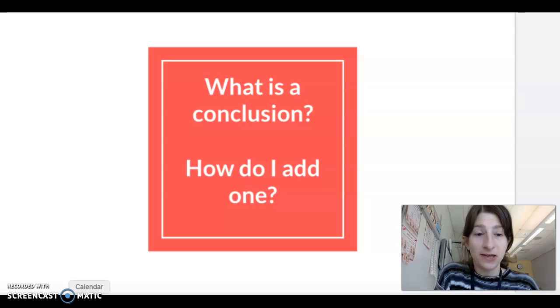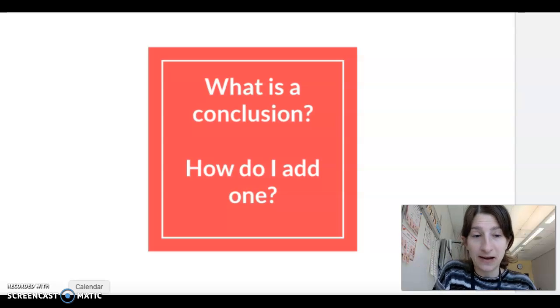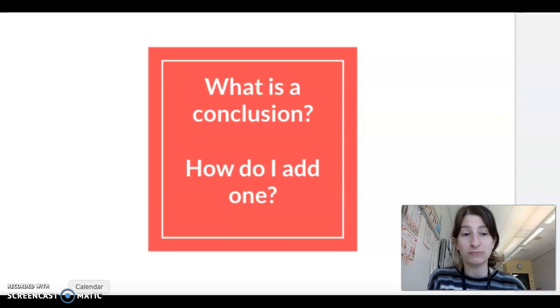Today we will be talking about how to add a conclusion to your writing. In Spanish, you say conclusión, or if I'm going to conclude something, concluir. That's the ending of something. That's how I wrap it up, or finish what I'm trying to say or what I'm trying to write.